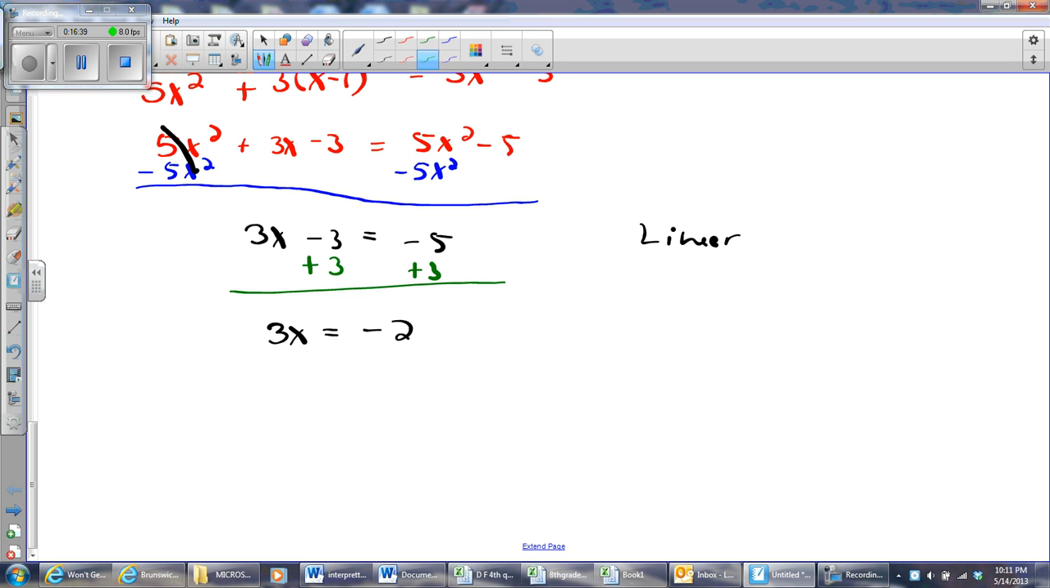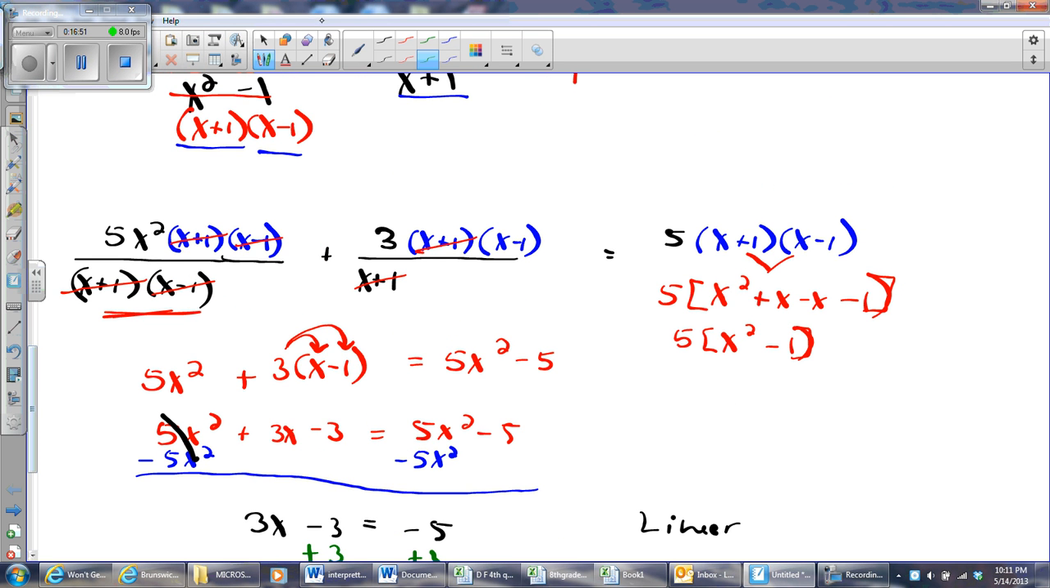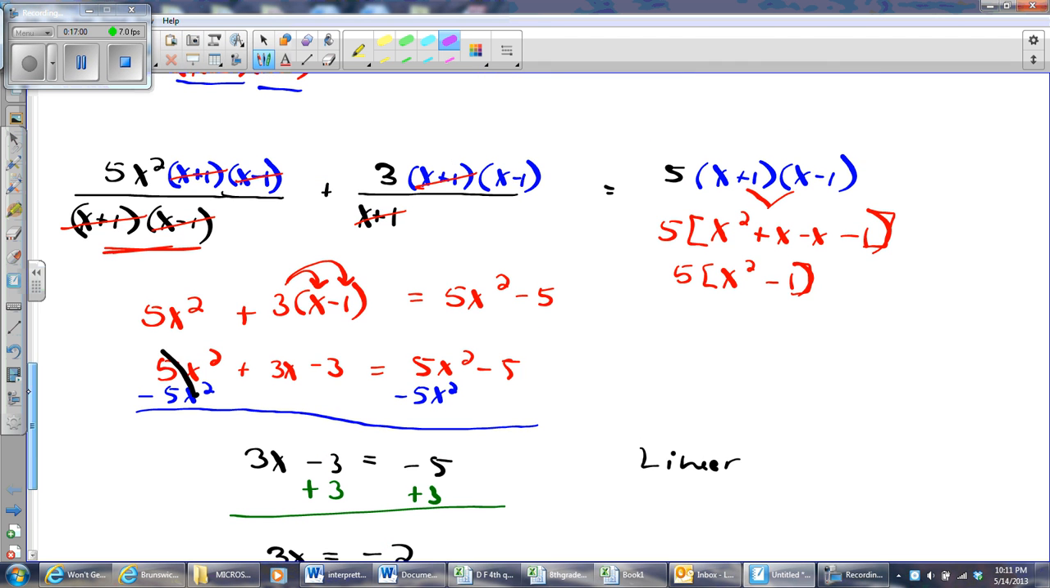X is still not alone. It's attached to 3 by multiplication. I'm going to divide by 3 on both sides. And therefore, x is going to equal negative 2/3. And I'm going to go check my restrictions. I'm going to look at the factored form of my denominators. And if I find that negative 2/3 will turn one of the denominators to 0, then I can't use it. There will be no solution.